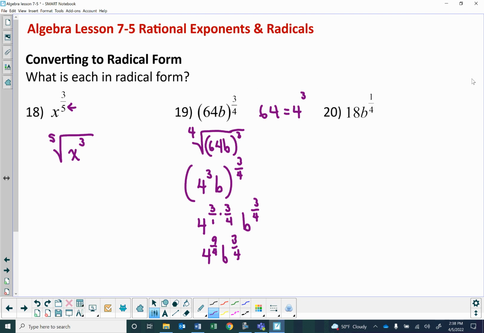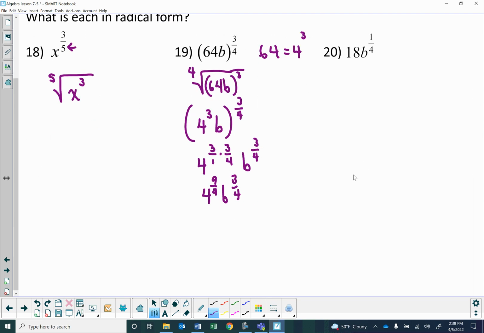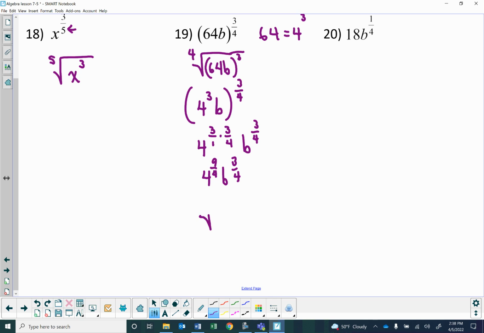All right, so since both of those are the 4th power, that would be the 4th power of 4 to the 9th, b to the 3rd. Okay, so 4 to the 9th means I have 4 9s, or 9 4s. So 1, 2, 3, 4, 5, 6, 7, 8, 9. I need groups of 4. So there's one group of 4. There's my second group of 4. So 4 times 4 is 16. So this would equal 16 on the outside.